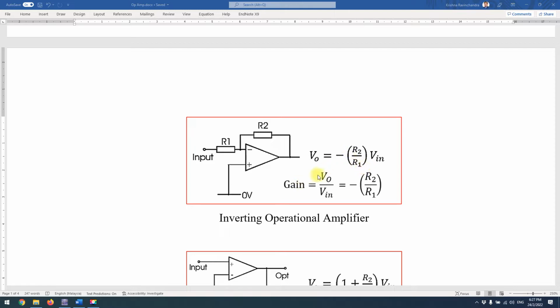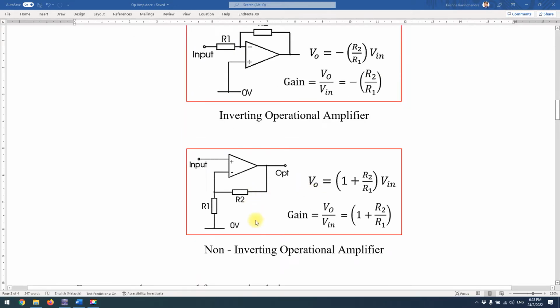Since we are looking for gain, gain is voltage output over voltage input. So we bring the Vin to the bottom of the Vout and rewrite the equation like this. Therefore, to find the gain, we take the resistance R2 divided by R1 with a negative sign, and we get our gain value as negative for the inverting operational amplifier.